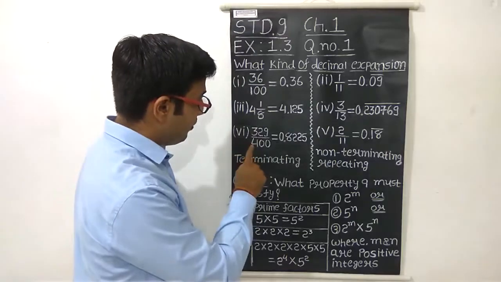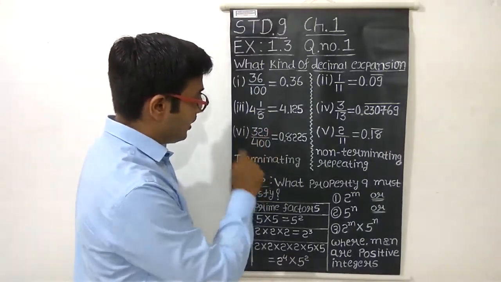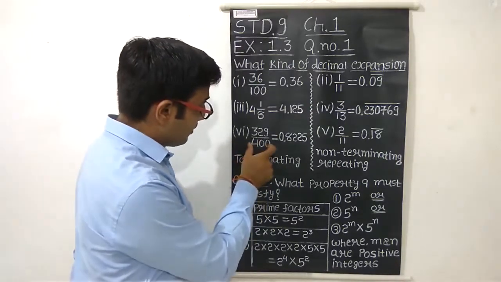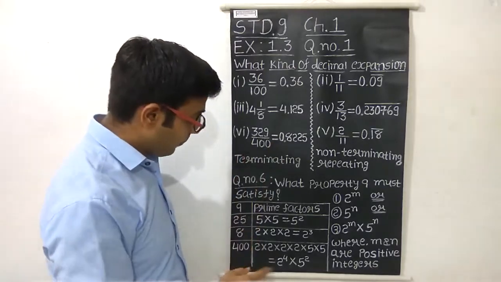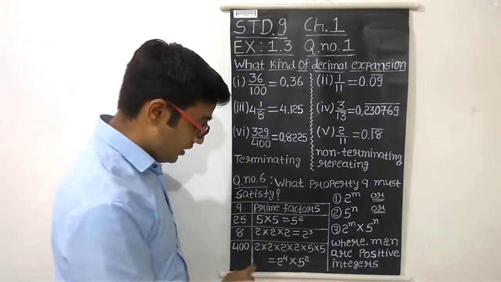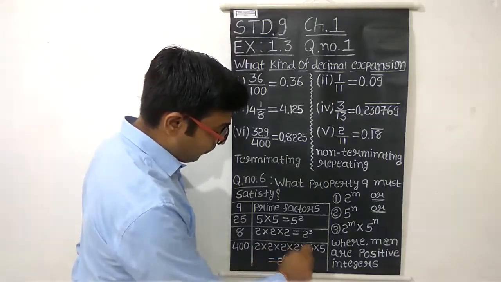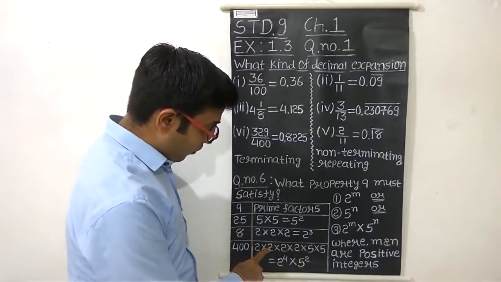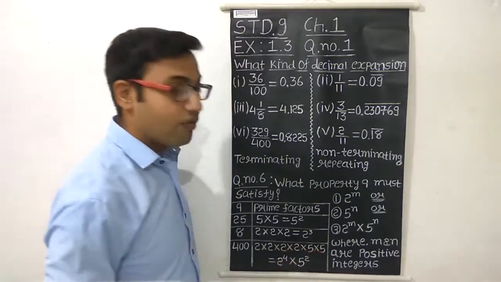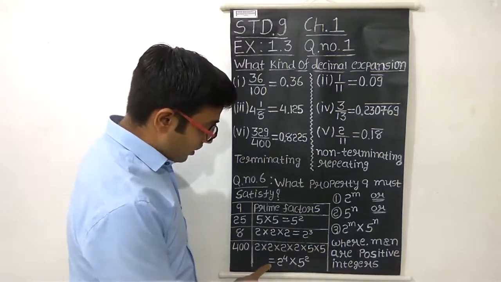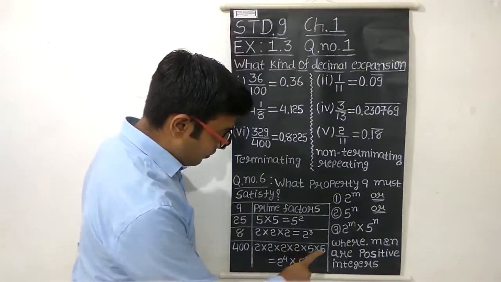The third example is 329 upon 400. Again there is no common factor in 329 and 400. So in this case our q, the denominator, is 400 as it is. And the prime factors of 400 are 2 into 2 into 2 into 2 into 5 into 5. 2 4s are 8, 2 8s are 16, 16 5s are 80, 80 5s are 400. So we get 2 raised to power 4 multiplied by 5 raised to power 2.